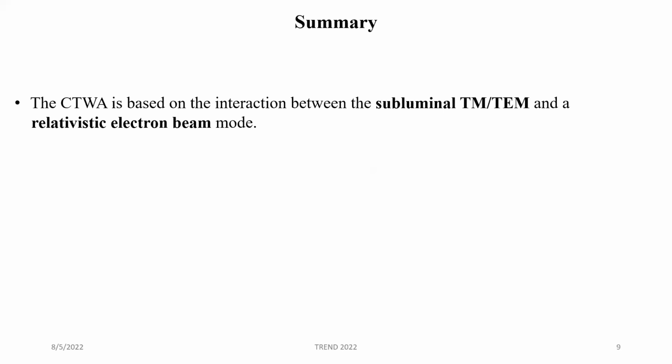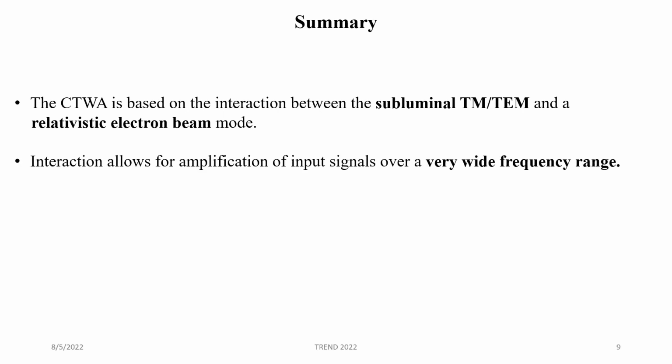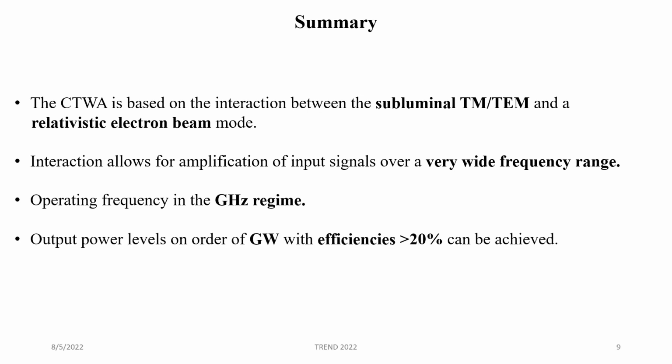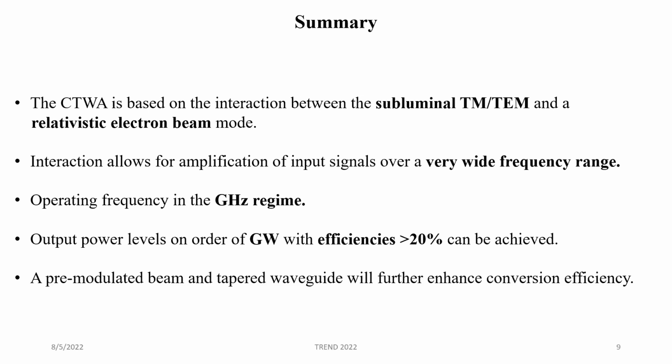So in summary, the Cherenkov traveling wave amplifier is based on this interaction between the subluminal TM/TEM mode and a relativistic electron beam mode. This interaction allows for amplification over a very wide frequency range in the gigahertz regime from 1 to 3 gigahertz. And we get output power levels on the order of 1 gigawatt with efficiencies greater than 20%. In addition, we could pre-modulate the beam and also introduce a tapered waveguide such that we could further improve the conversion efficiency and get even greater output powers.